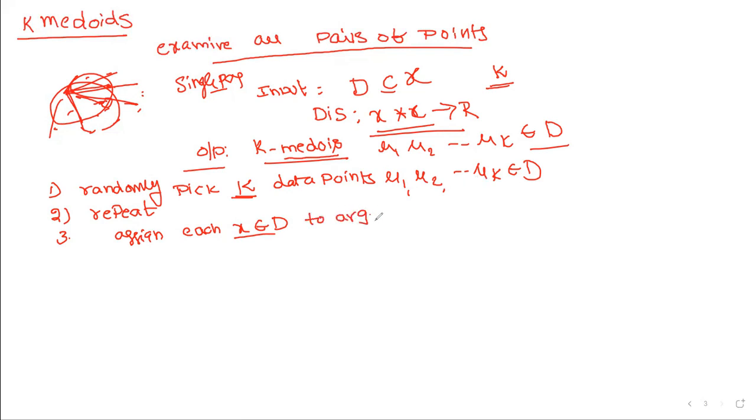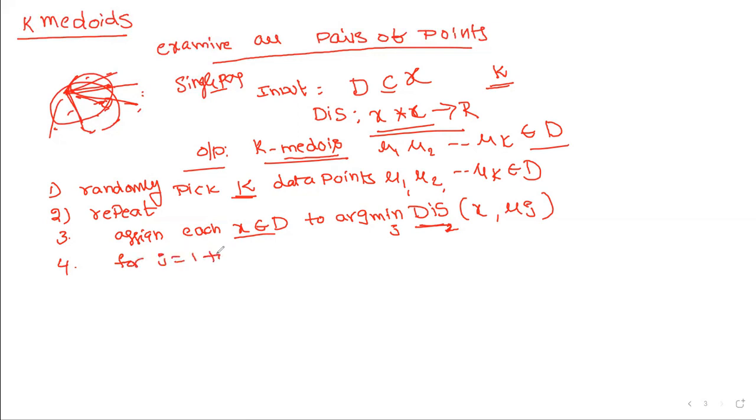So same argument j of dis of x comma mu j. Here the only difference between k-means and this one is, in k-means we write dis2, that is Euclidean distance, but here you are using some arbitrary distance. Once you calculate the distance, you have to repeat the process.